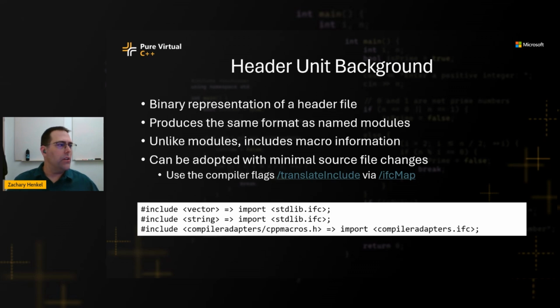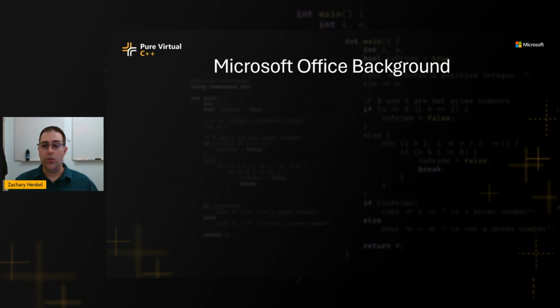So this is kind of under the covers. What that translate include winds up doing is turning the pound include into an import directive. Let me give you a little bit of background here. If you want to see a lot more detail, I have a presentation that I gave at CppCon 2022. That's up on YouTube. Again, I'll go through just the key points right here.